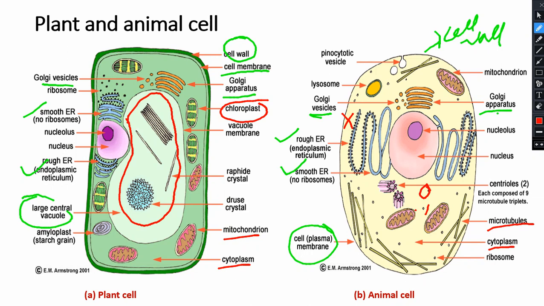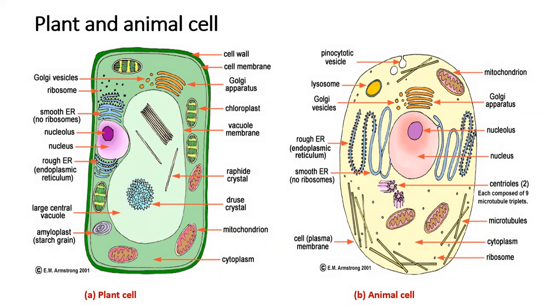I hope you have understood this lecture. There is no particular homework for this lecture, but it would be better for you to learn about what prions and viroids are, and how they are different from the cell. Okay, thank you.